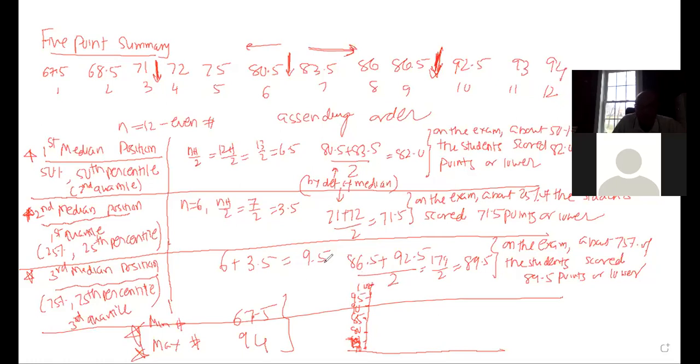Good. My minimum number is 67.5, that is somewhere over here. So let me put one line, and I would like to say minimum. My maximum number is 94, that is somewhere over here. Let me put the line. Please don't count this line. Let me erase this line. Okay, that is better, just to avoid the confusion. 94 is somewhere over here, so let me put one line over here, and I would say this is maximum.